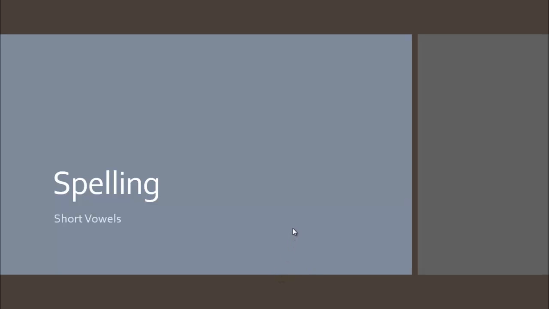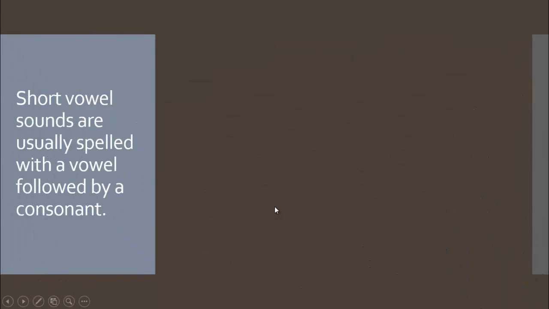For this week's spelling lesson, we're going to take a look at short vowels. So short vowel sounds are usually spelled with a vowel followed by a consonant.